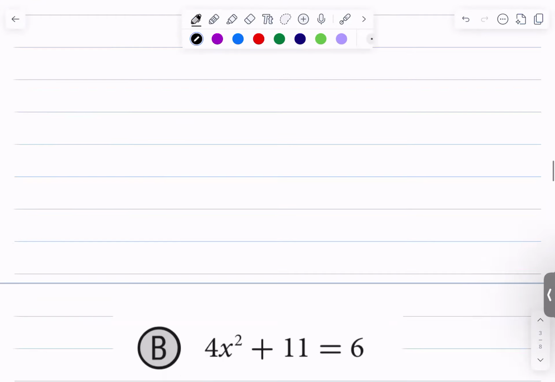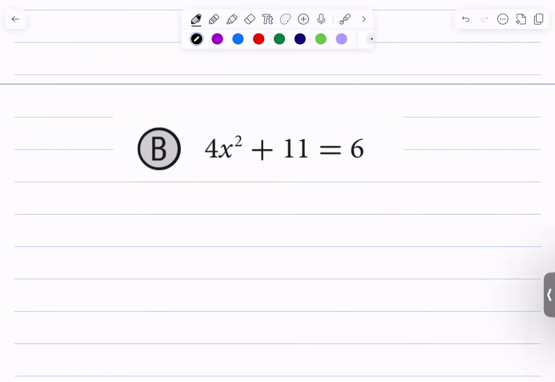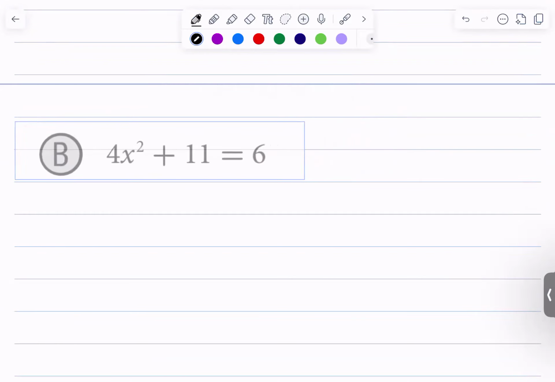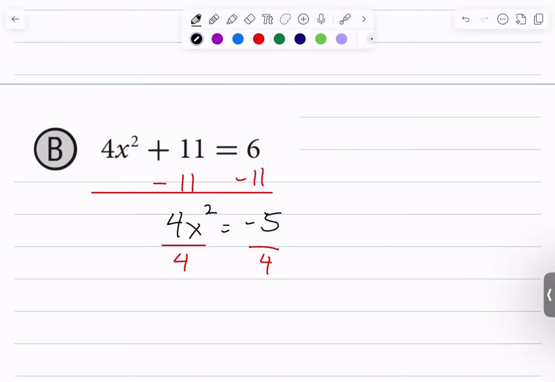All right. So let's try this one here. 4x squared plus 11 equals 6. So here I'm going to isolate the x squared first by subtracting 11. So we have 4x squared equals negative 5. And then I am going to divide by 4, right, to isolate the x squared.